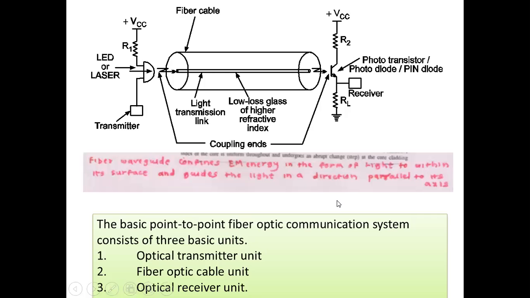So what is the basic concept of fiber optic communication? See this. The basic point-to-point fiber optic communication system consists of three basic units, which are the optical transmitter unit, the fiber optic cable unit, and the optical receiver unit. So if you see this, whatever data is available, it is available with the transmitter and you have to send it to the receiver.